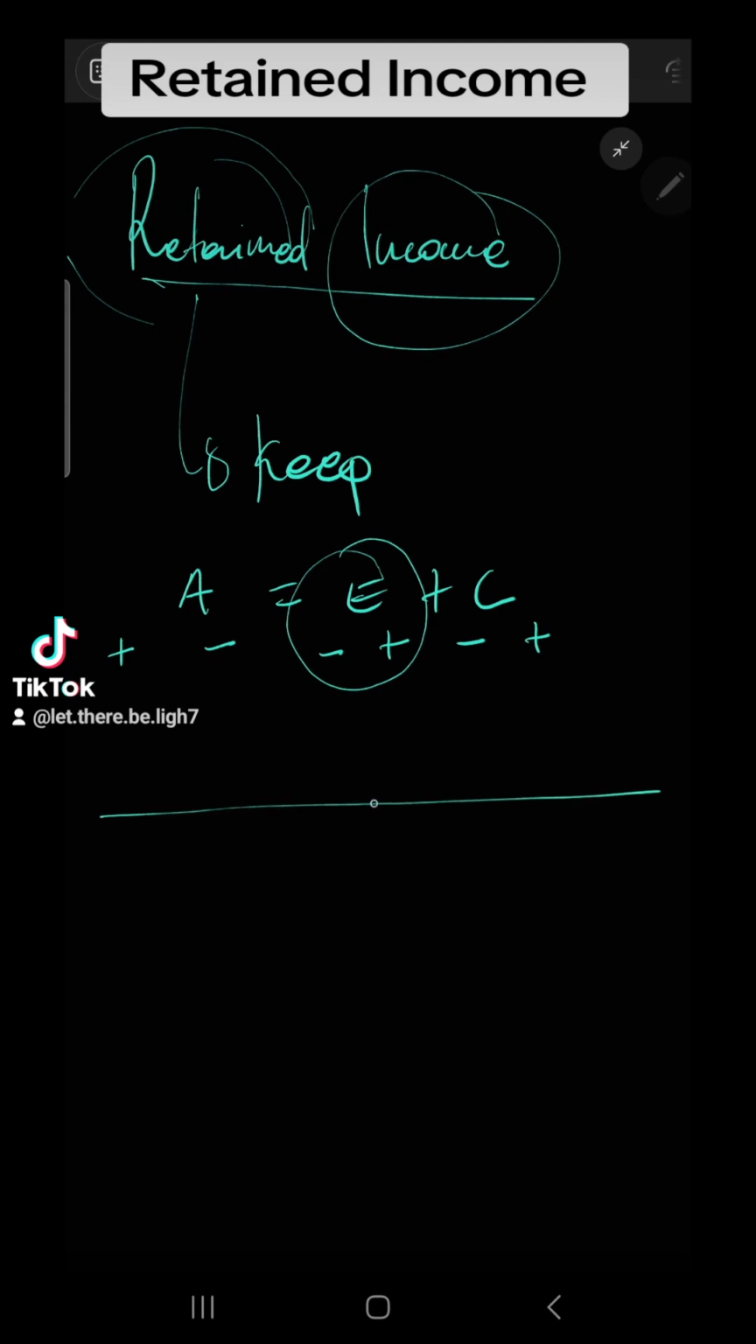So this is how a retained income account would look. You'd have your retained income, which is equity. It increases on the credit side, it decreases on the debit side. So the retained income is going to have an opening balance on the credit side, let's say 100,000. The opening balance of the retained income account will be on the credit side because this is an equity account.